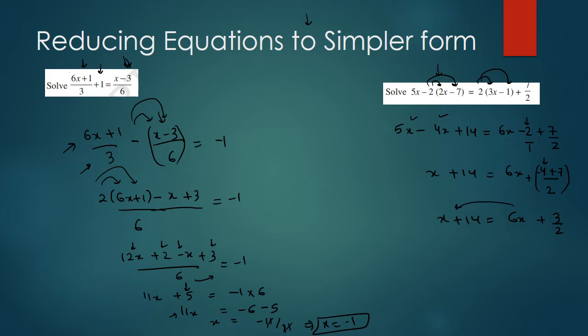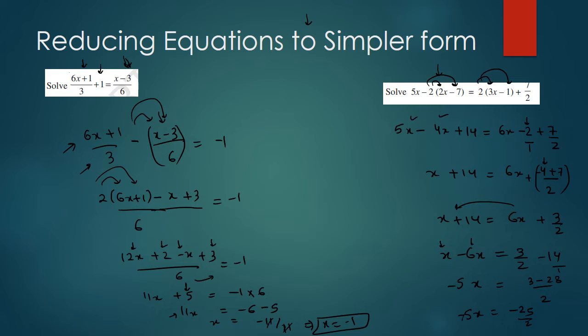Now consider this 6 and take it onto the left hand side. 3 by 2 minus 14. So 6 minus 1 is 5 because 6 is greater, so minus 5x. Multiply the denominator, 2 1s are 2, 14 2s are 28. This becomes 25 by 2, correct?